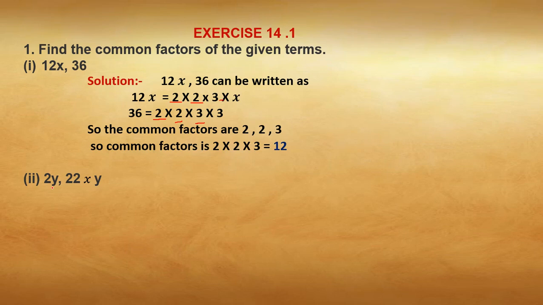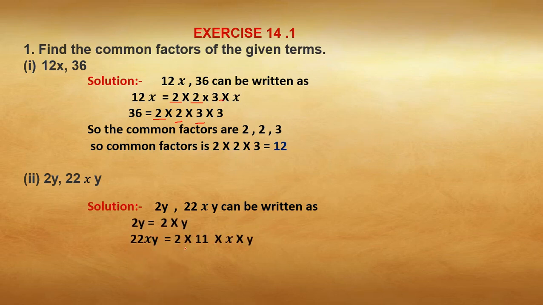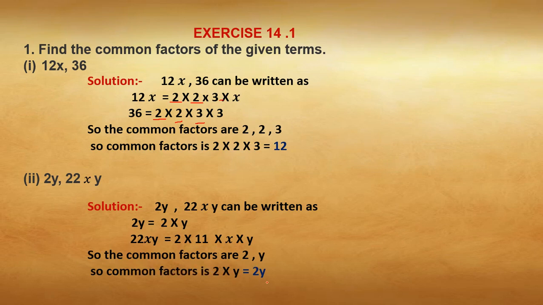Similarly, let us consider one more example: 2y and 22xy. We can write 2y as 2 x y, and 22xy as 2 x 11 x x x y. So the common factors are 2 and y, or the product 2 x y = 2y. So we can say the common factor of the terms 2y and 22xy is 2y.